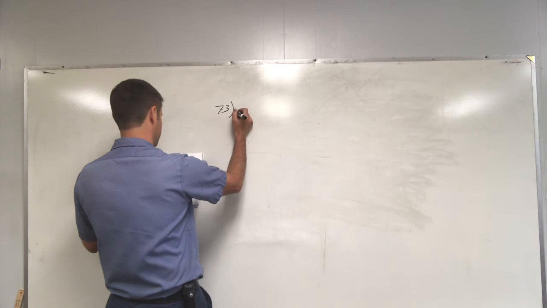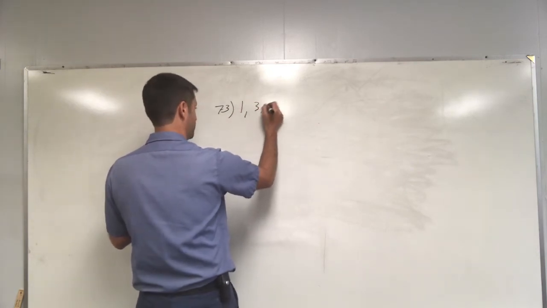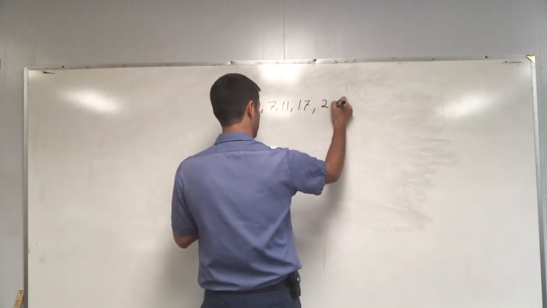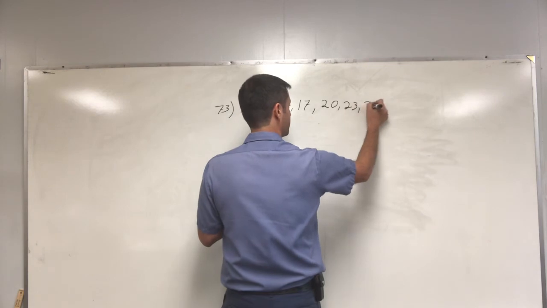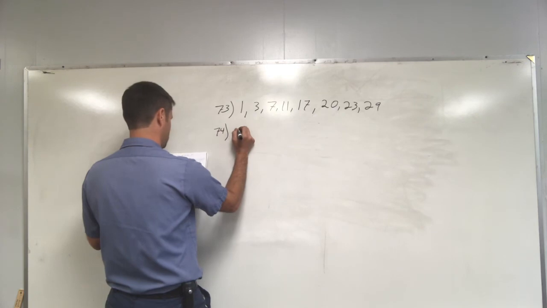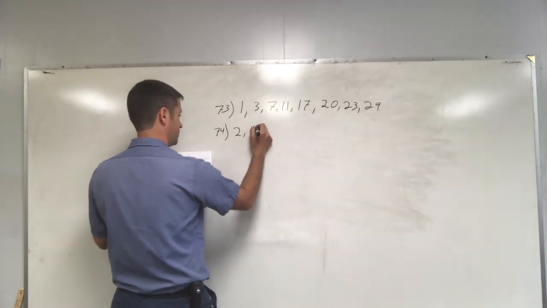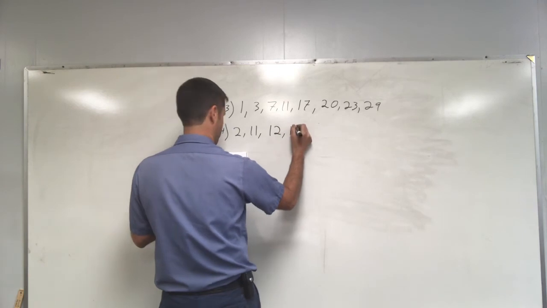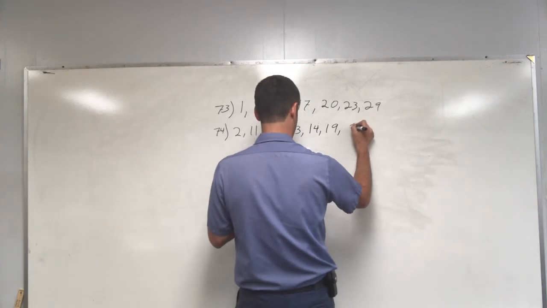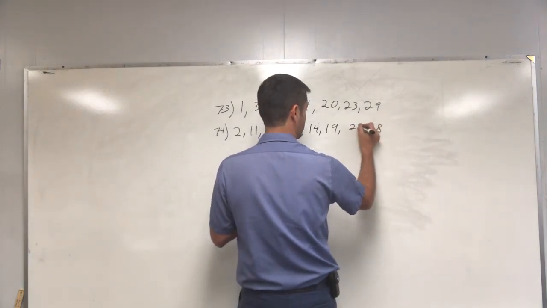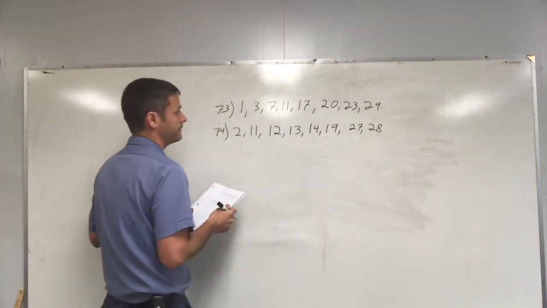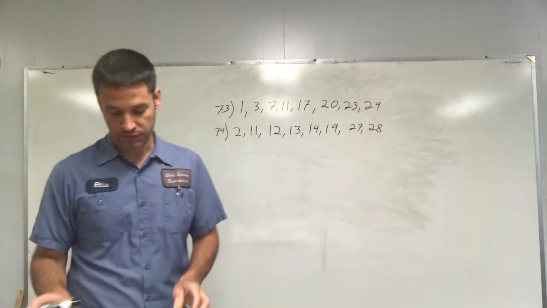Lesson 73, the homework is 1, 3, 7, 11, 17, 20, 23, and 29. For lesson 74, homework is 2, 11, 12, 13, 14, 19, 27, and 28, and I did skip one in there. I skipped one that was right in here for your benefit. All right, that's the homework for 73 and 74.